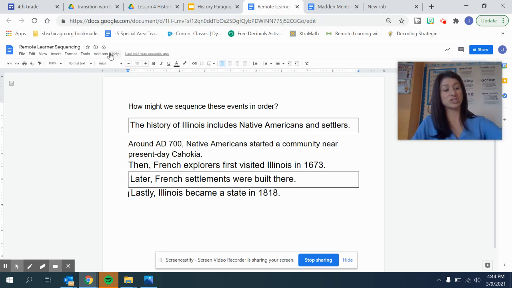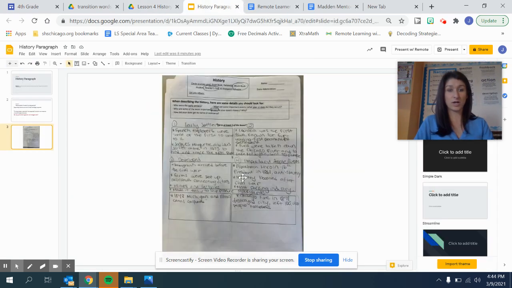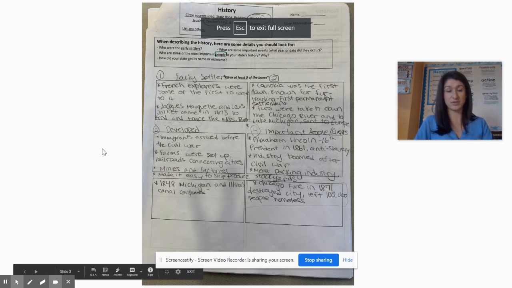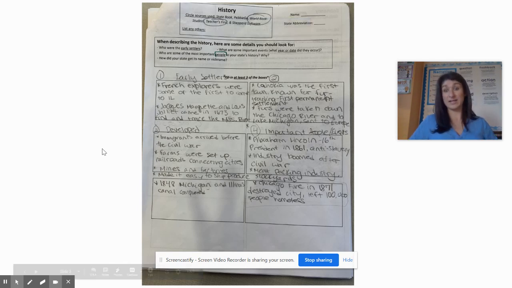What I'd like you to make sure that you have handy is your history note taker, as you see here. So if I just share with you my screen, these are my history notes. I have 1, 2, 3, 4 different boxes that I used. And if you notice, I numbered them. This helped me make sure that I was knowing which ones went in order, so that I can easily transition this into writing.